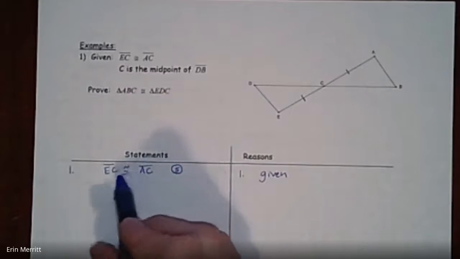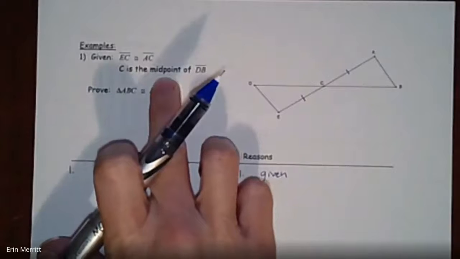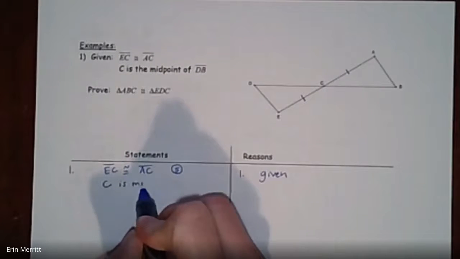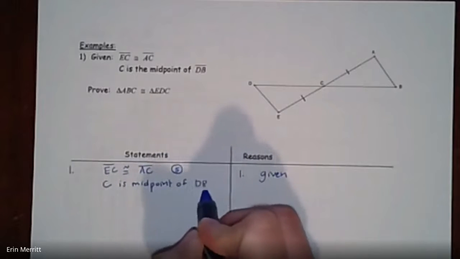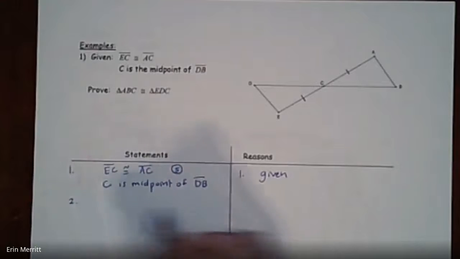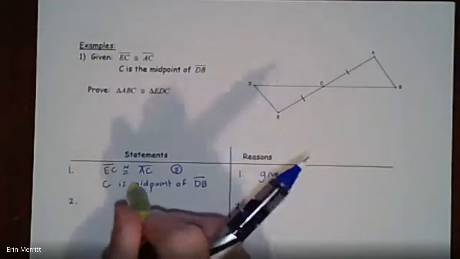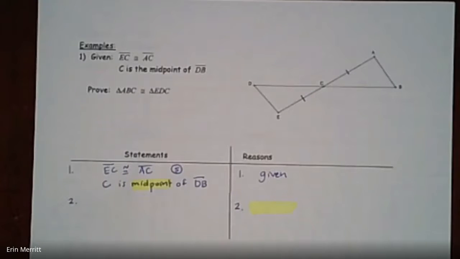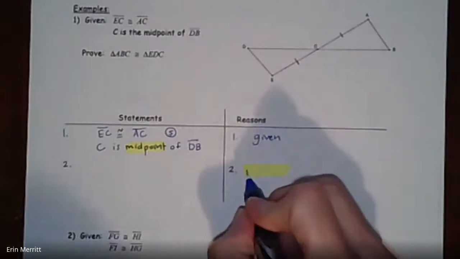Since there was no vocab term and nothing that I could conclude from this, I'm going to go right on to that second given here. So my second given, I'm going to squeeze in step one. It's C is the midpoint of segment DB. And still given. Now we've got a vocab term to work with. So my midpoint means that I can carry that vocab term right here. From our reason sheet, we know that midpoint implies two congruent segments.